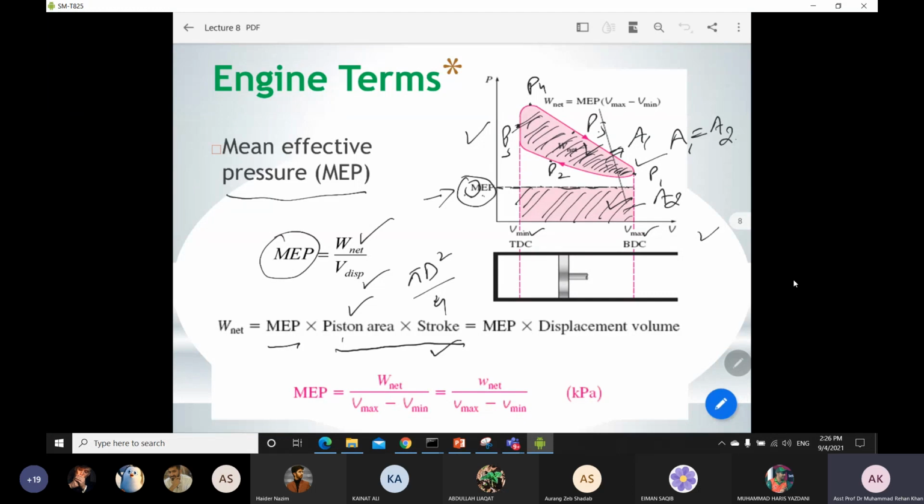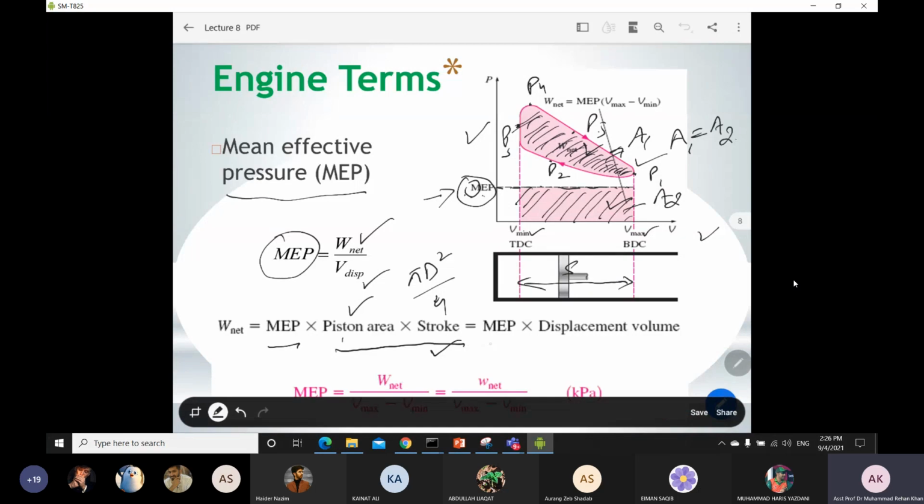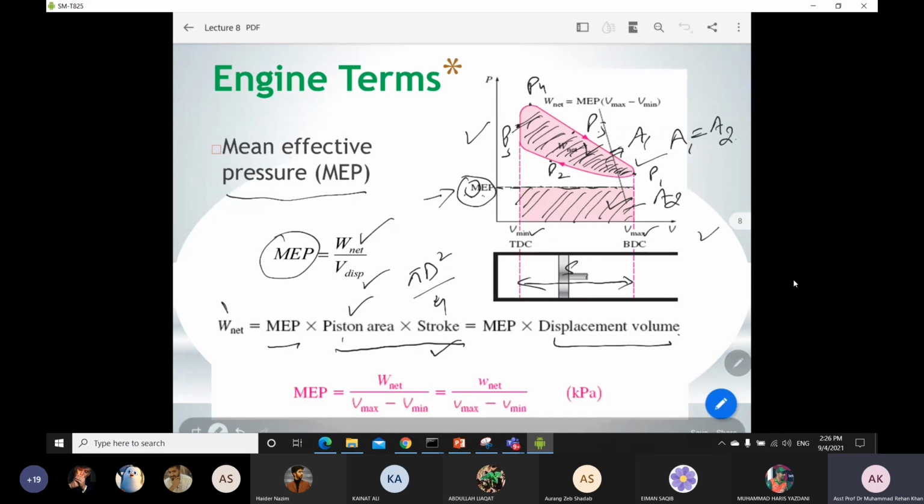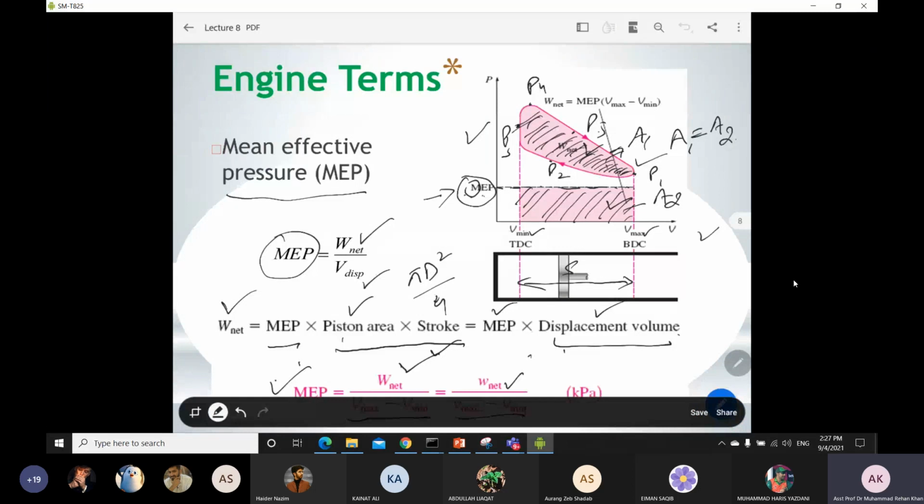Stroke is the length between BDC and TDC. Piston area times stroke is called the displacement volume. If your question asks you to find W net, and the mean effective pressure and displacement volume are given, you can just multiply these two terms and you will get W net easily. Mean effective pressure can also be represented by W net over V maximum minus V minimum, or W net over specific volume maximum minus specific volume minimum as well. Okay, so these are some important terms for your engine.